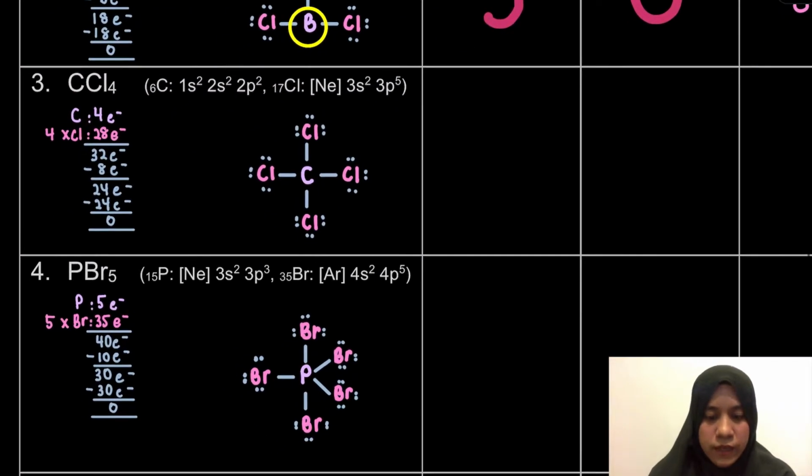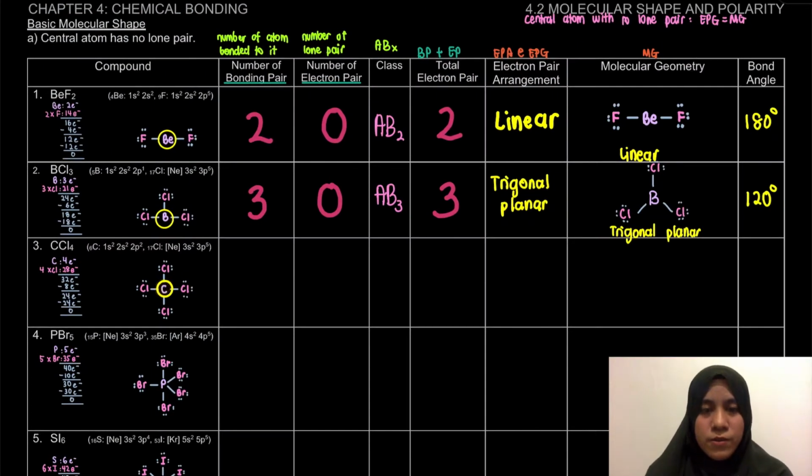In this case, our center is carbon. Actually, you don't need to circle it, but I'm just going to circle it so that we will not get confused. You may wonder, why are there no lone pairs when chlorine has them? But actually, we're talking about our central atom.